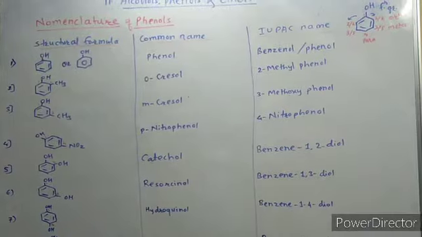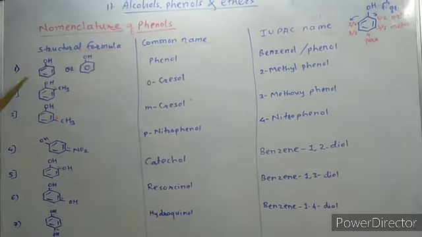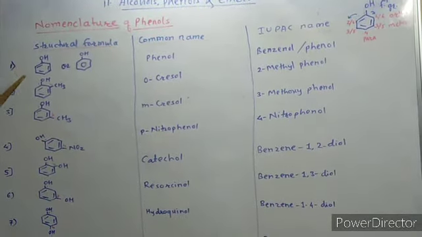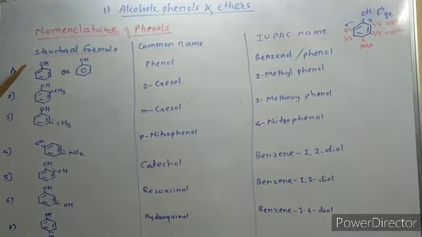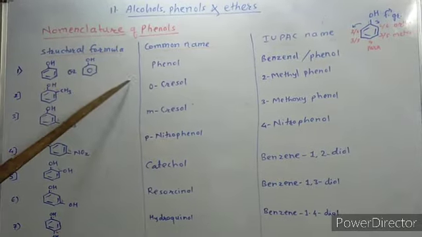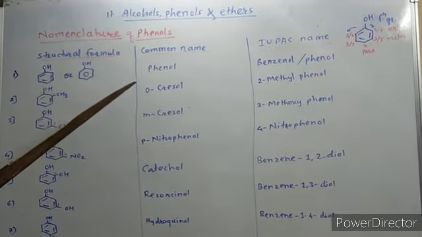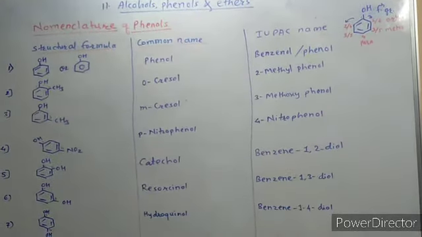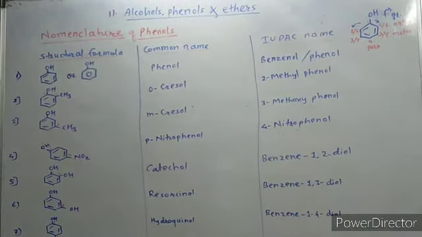Now see the first example. So a benzene ring attached to the OH group. So that is a phenyl group attached to the OH group. So the common name becomes phenol, and the IUPAC name becomes benzenol, or it is also called phenol.